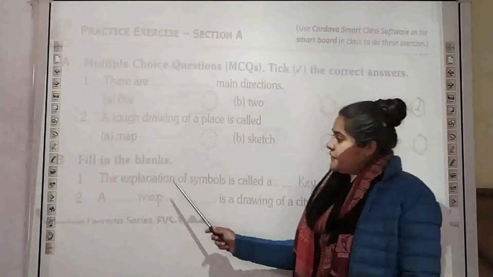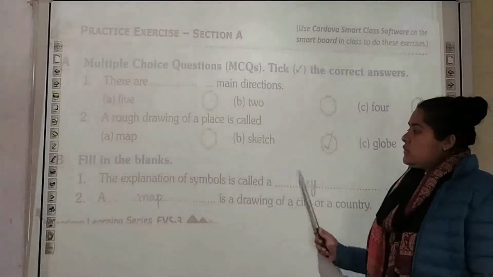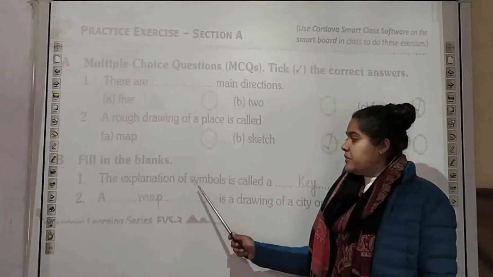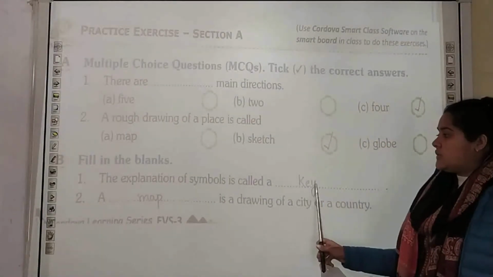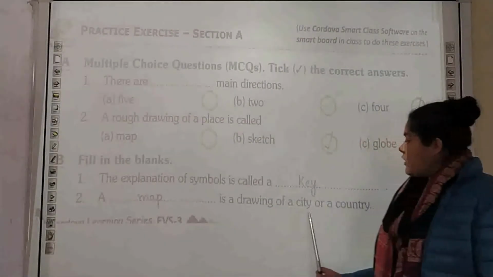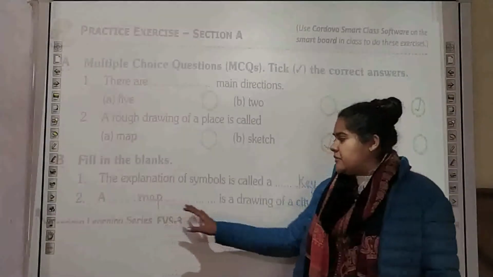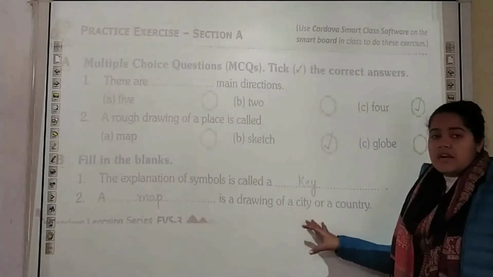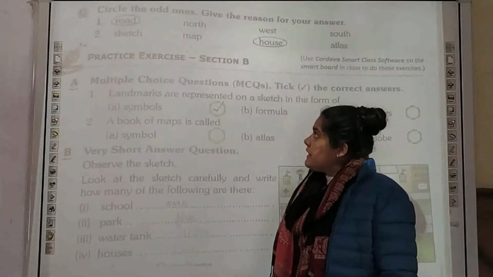The next is fill in the blanks. The explanation of the symbol is known as a key. So in order to explain what symbols denote, which landmark, in that case we can use the help of a key. The next is: a dash is a drawing of a city or a country. So a map is that particular drawing. It can be of any neighborhood, city, country, or even the whole world, as we have discussed in the slides.